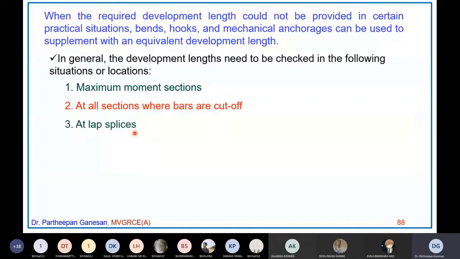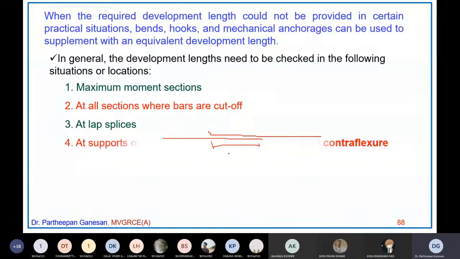At lap splices too. Suppose your continuous beam runs very long, let us say 100 meters. Obviously you don't find a reinforcement bar of 100 meter length in the market. You will have only a certain fixed length of reinforcing bar. So to maintain the entire span of the beam, you have to overlap the bars with one another like this. This overlapping is called lap splicing, and at that point you have to check development length.